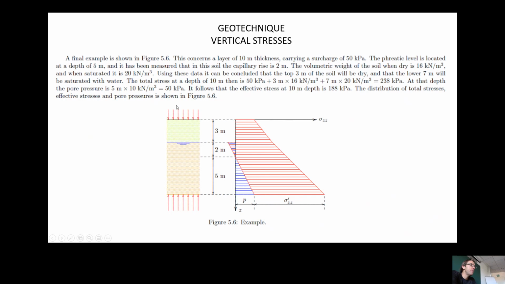At that depth, the pore pressure, of course, is this blue one, that is 5 times 10. 10 is gamma w, so it's 50. So coming to the Terzaghi principle, the effective stress at 10 meters is 238 minus 50. It means 188. The distribution of total stresses, effective stress and pore stresses is shown here.